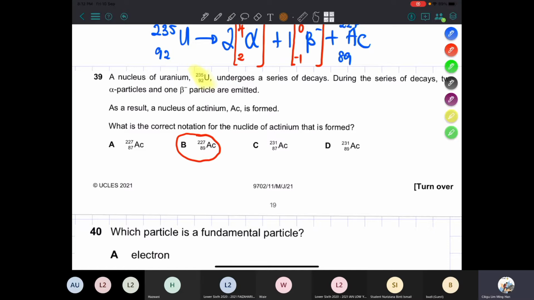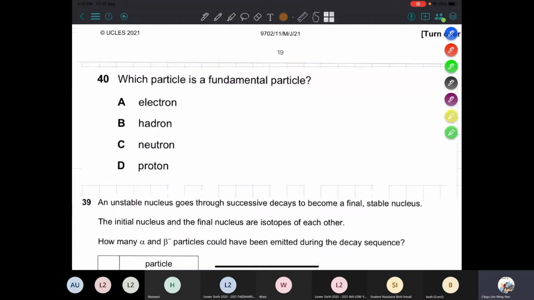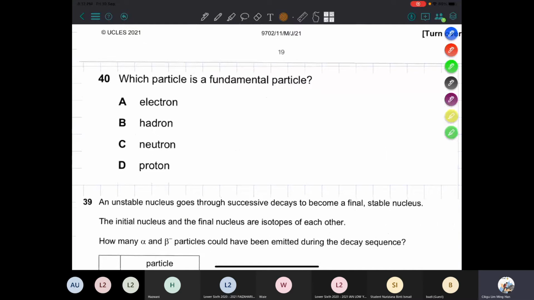All right, so we move on to the next one. Next one we have this one. Which of the particles is a fundamental particle? So let me check with you. Electron, you know the family name for this.